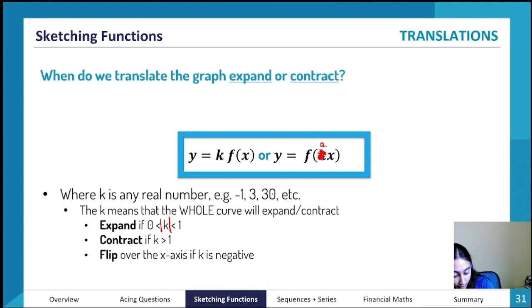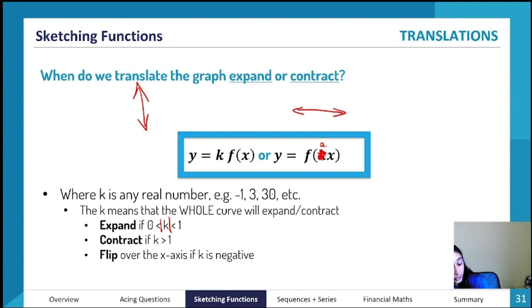Basically, if we're impacting k, we are making it become super long. If we're impacting a, we're changing its width. So let's go through this. A can also take any number, and it will expand or contract the curve using the x sides and not the y sides.